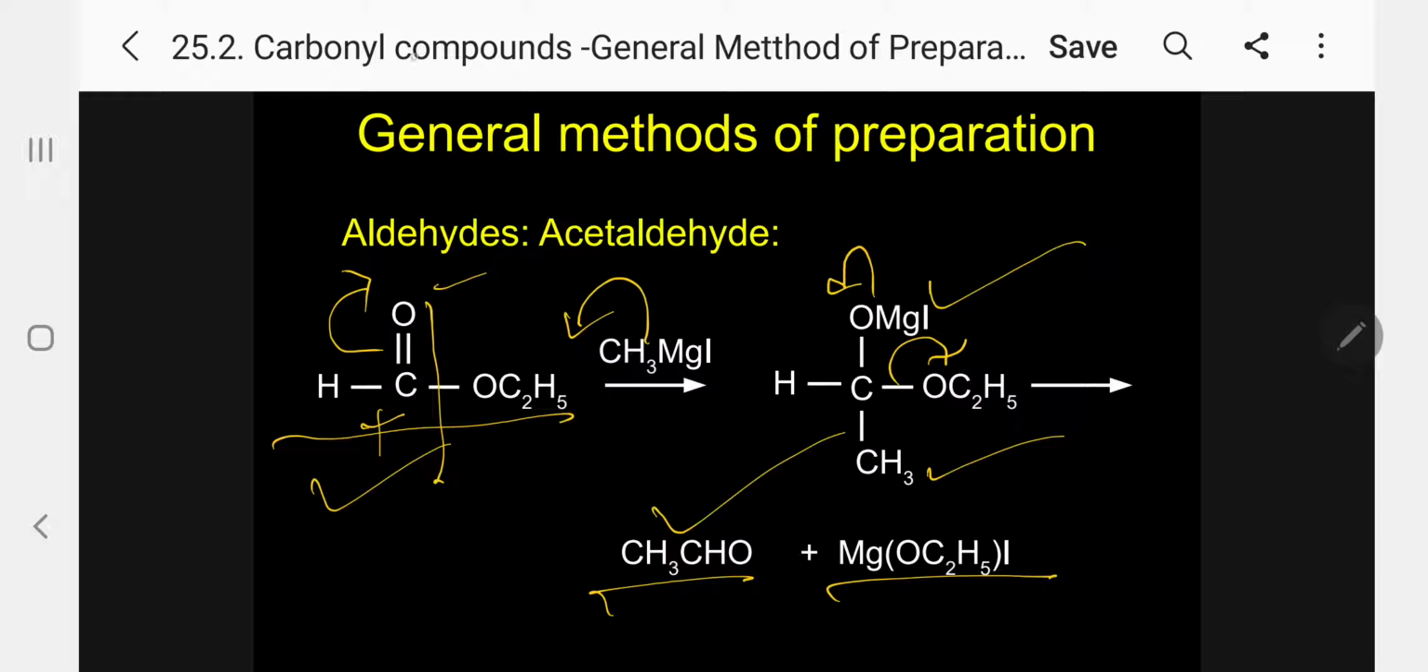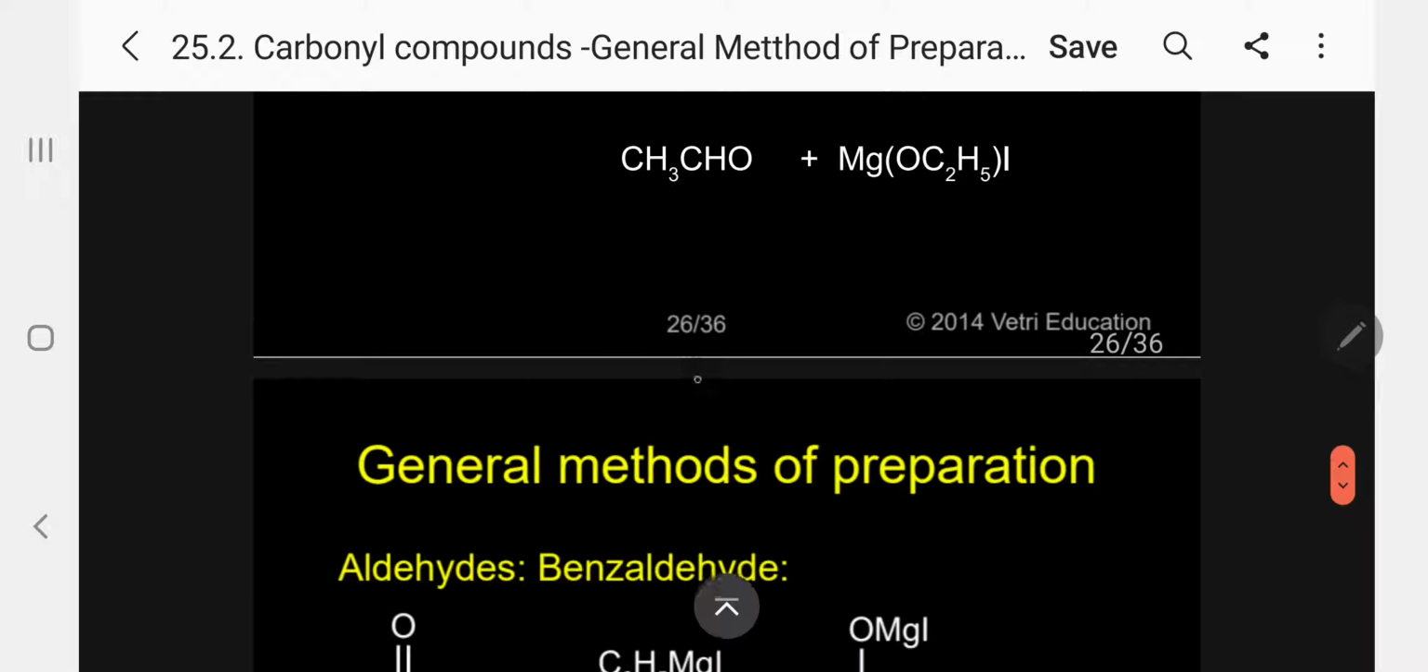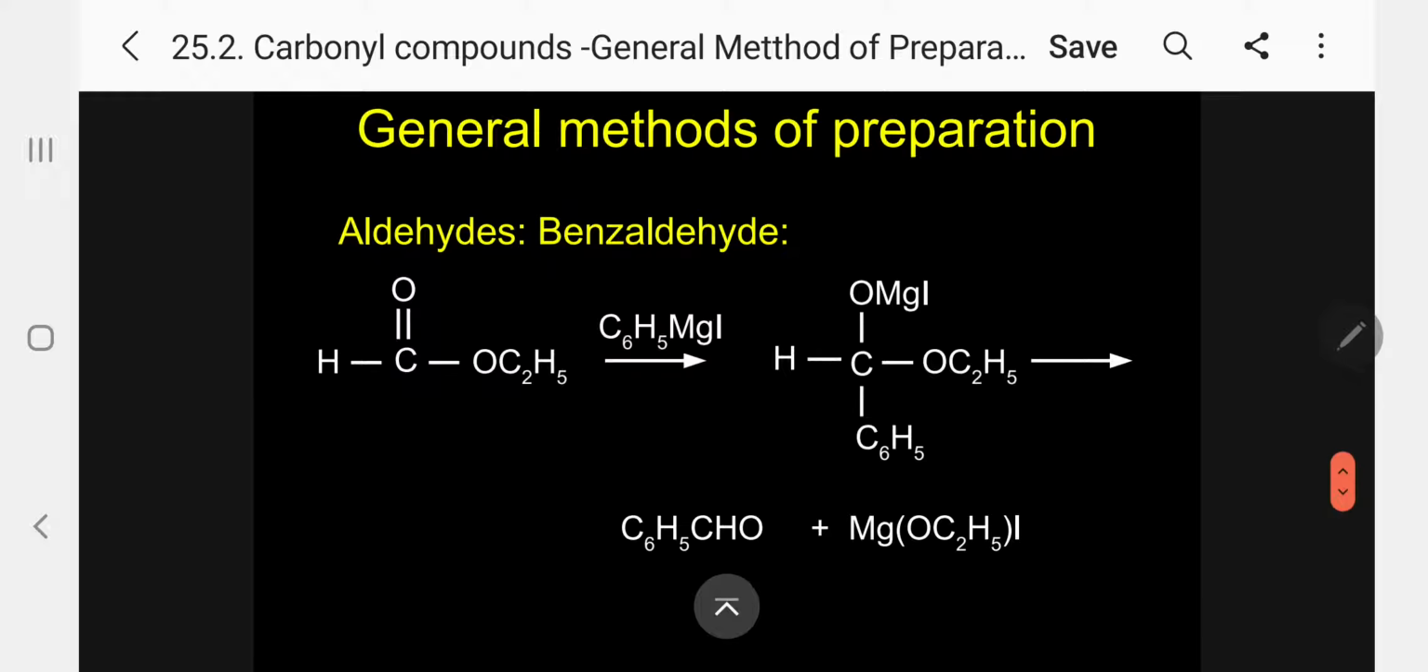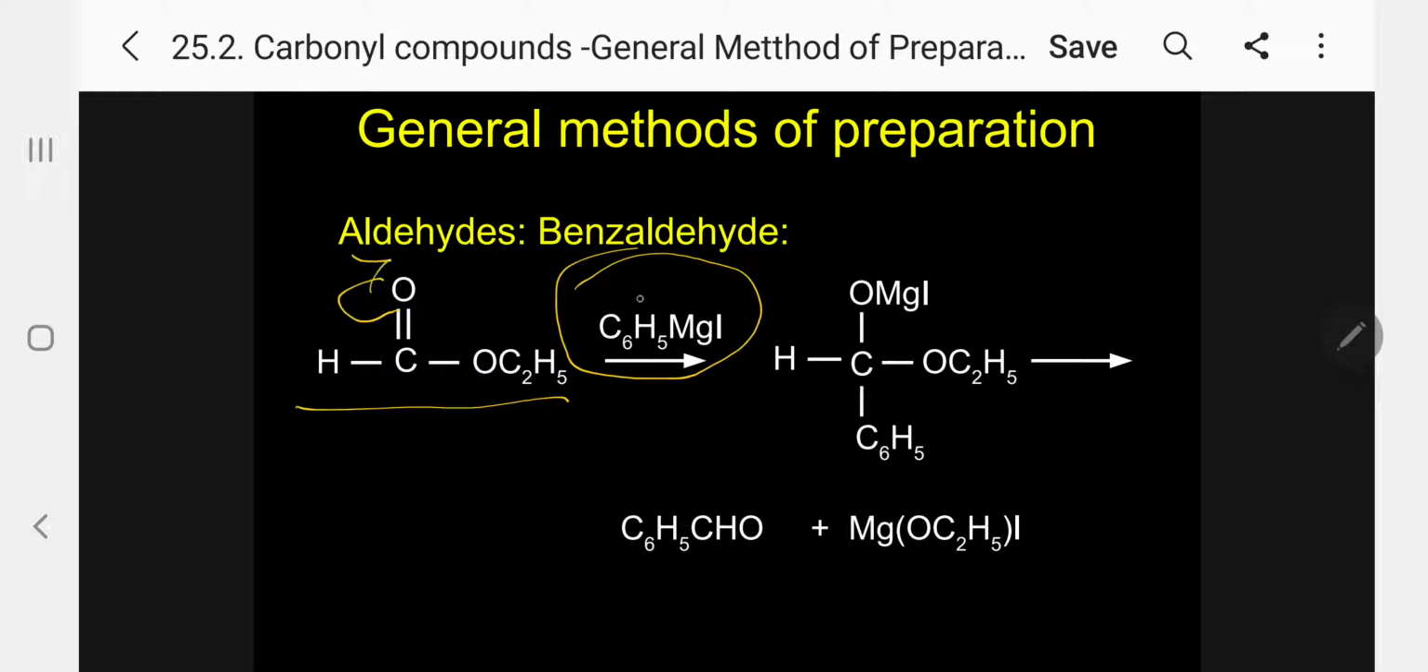So acetaldehyde is formed from ethyl formate using methyl magnesium iodide. Kindly follow. The next one. Suppose I want to prepare benzaldehyde, the suitable Grignard reagent I have to use is phenyl magnesium iodide. Here again the same ethyl formate I can use for the aldehyde group. As usual you add, addition, this is the intermediate. Then this will cleave in this way, producing benzaldehyde and MgOC2H5I. Kindly follow.